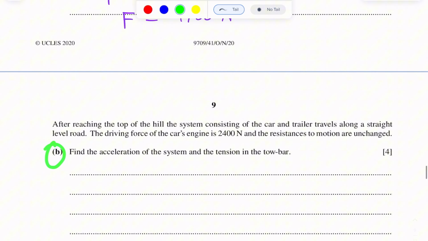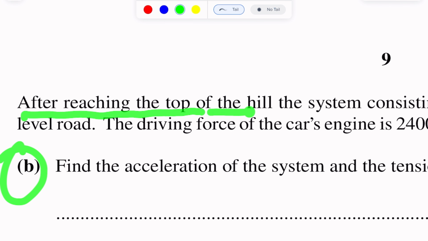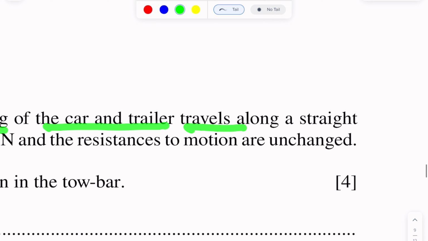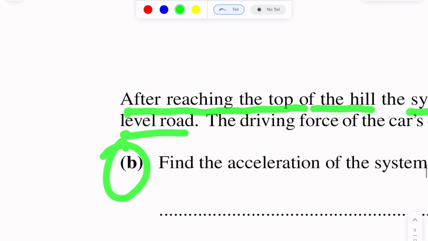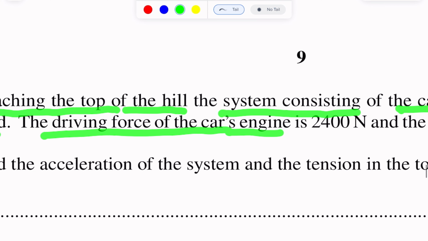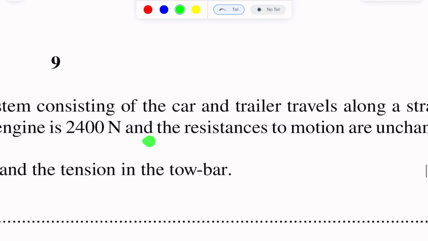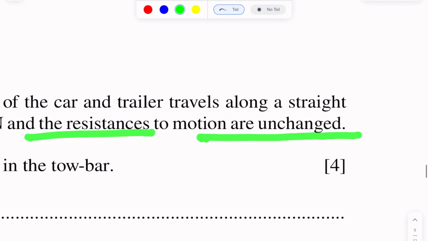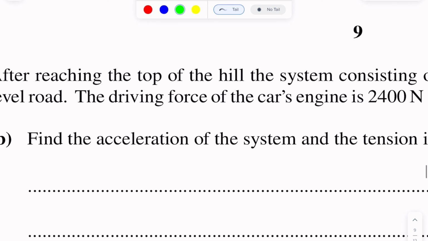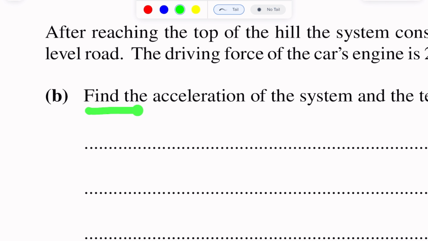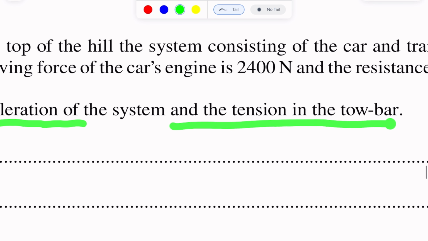Now next part B of this question is, after reaching the top of the hill, the system consisting of the car and the trailer travels along a straight, level road. The driving force of the car's engine is 2400 Newton, and the resistances to the motion are unchanged, remaining the same as in the above part. Find the acceleration of the system and the tension in the tow bar.